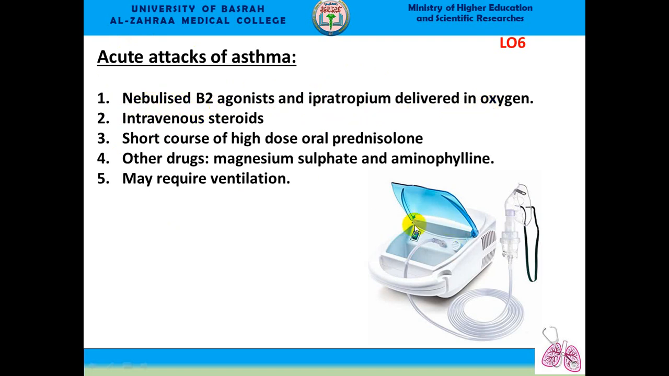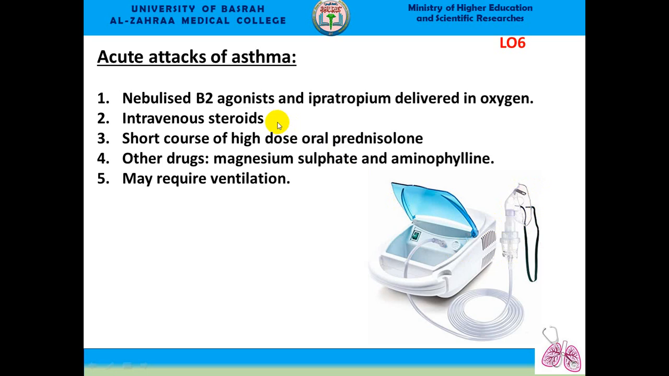And this is the nebulizer. I assume that you have seen this in the emergency room. Usually we put the substance here, the beta agonist or the ipratropium, and this is attached to the electricity, and this is the mask that we put on the face of the patient, and he will breathe the nebulized beta agonist through this instrument, which is called nebulizer.